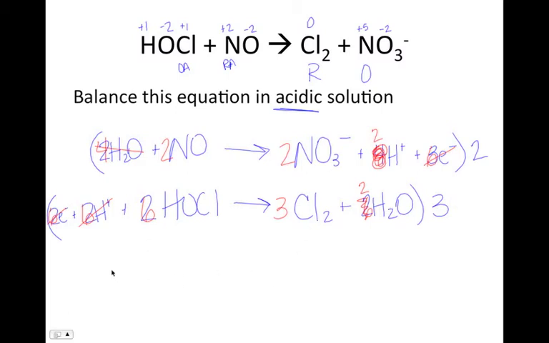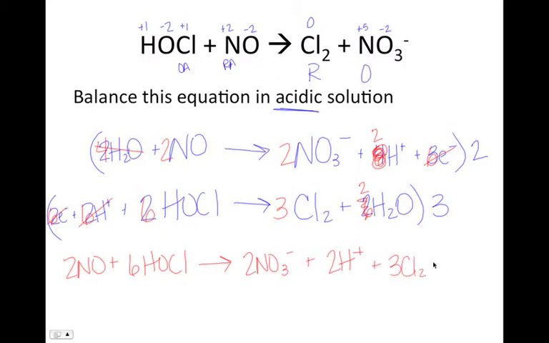So now I can rewrite my balanced equation. Well, I have 2 nitrogen monoxides plus 6 hypochlorous acids gives way to 2 nitrate ions plus 2 hydrogens. What do you see right here? I see a little bit of nitric acid there. Plus 3 chlorines and 2 waters. And that reaction is now balanced and everybody's happy.